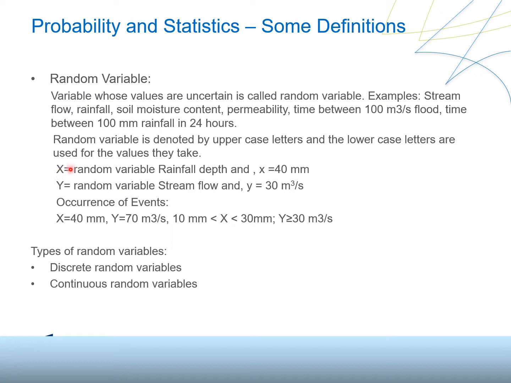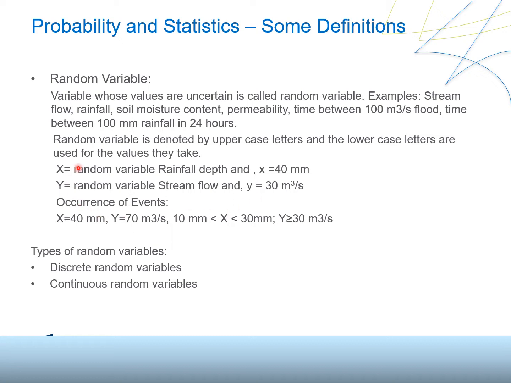So X means rainfall depth. It's not about the value, but what the variable is. So X means depth of rainfall. Y means stream flow or evaporation or evapotranspiration, soil moisture. These mean some variable, and the lowercase letter is used to denote the value of that random variable. So x equals 40 millimeter means rainfall depth is 40 millimeter. y equals 30 meter cube per second means the random variable takes the value 30 meter cube per second.